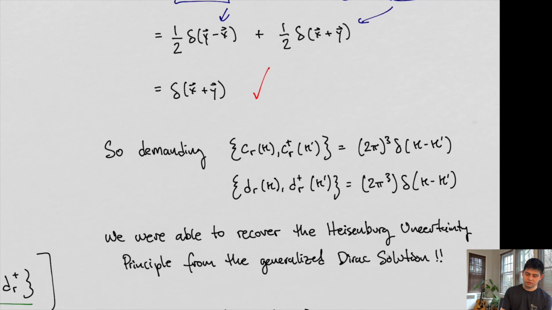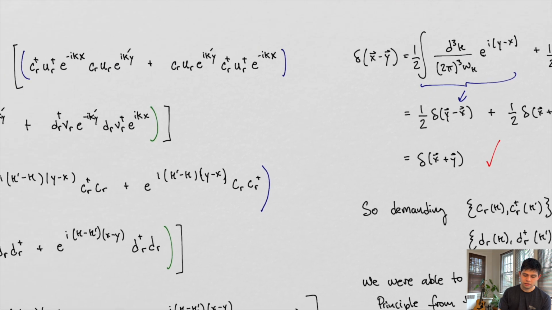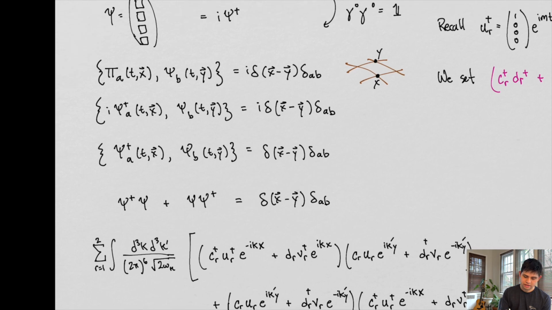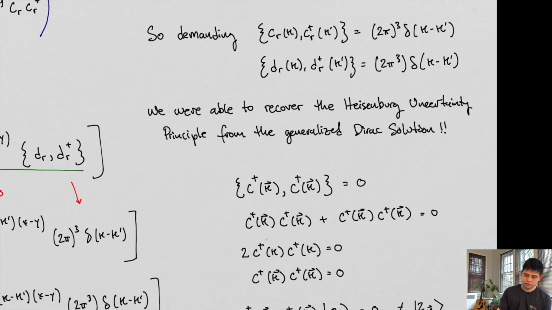So demanding these to be the case, and demanding all other anti-commutation relationships, proves or tells us that, if we go back, we have managed to recover the Heisenberg uncertainty principle, which is this guy right here. So that's these guys right here. That's what we've demanded. So we were able to recover the Heisenberg uncertainty principle from the generalized Dirac solution.